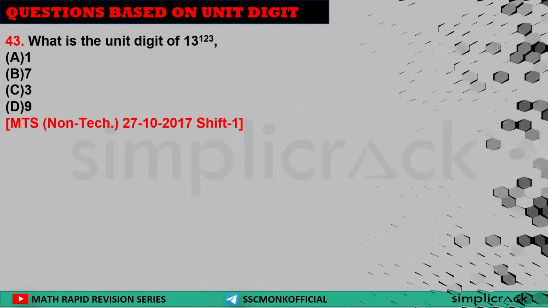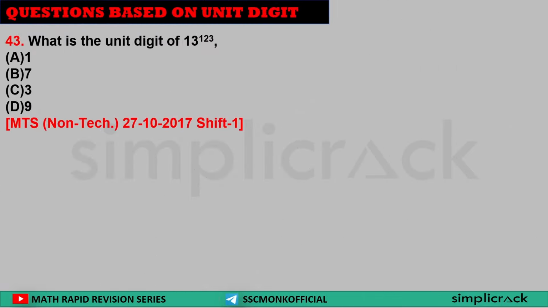Next, what is the unit digit of 13 to the power 123? Now see, unit digit means what? I will take the unit digit of 3 to the power 123. Now I should understand the cyclicity of 3. So the cyclicity of 3 is: first power 3, second power 9, third power 7, fourth power 1, then again this. So the cyclicity of 3 is 4.